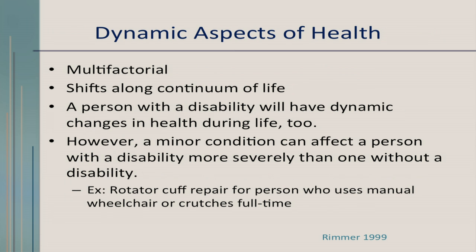So a person with a disability will have dynamic changes in health during his or her life as well. However, a minor condition can affect a person with disability more severely than one without a disability. A classic example would be somebody who undergoes a rotator cuff repair for a person who uses a manual wheelchair or crutches full-time. If this person is under movement and or lifting restrictions because of the surgery, he or she will not be able to push the wheelchair or use their crutches, and that can be a significant issue.